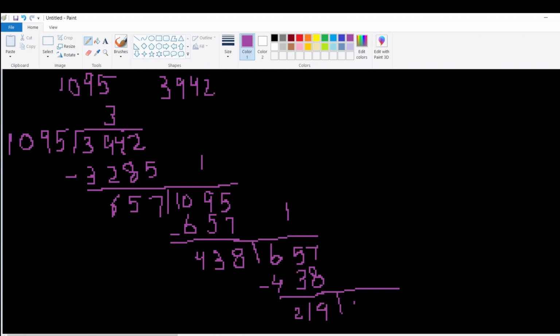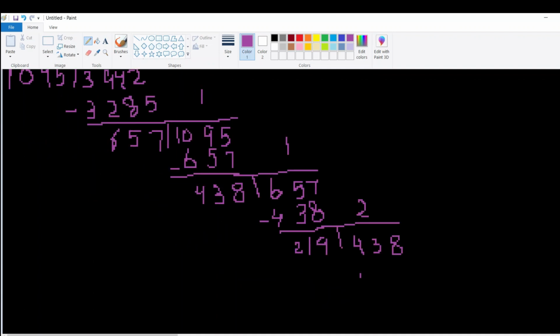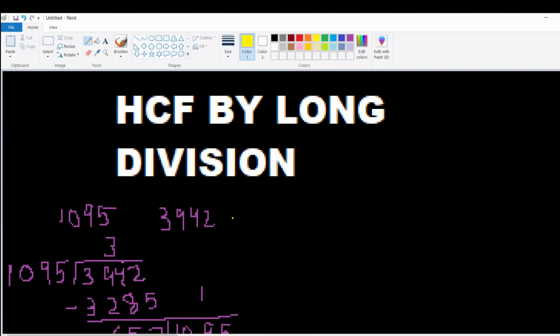Now this 438 becomes the dividend, and it goes on 2. We have to continue till the remainder is 0 and this one gives us the remainder of 0. Now which number is the HCF? This last number. The last divisor is the HCF, which in our case is 219. So the HCF of both is 219.